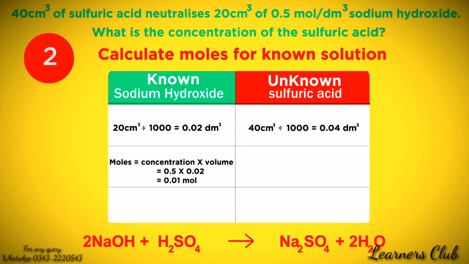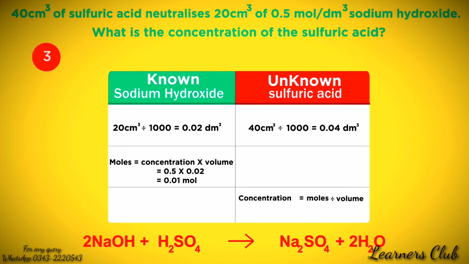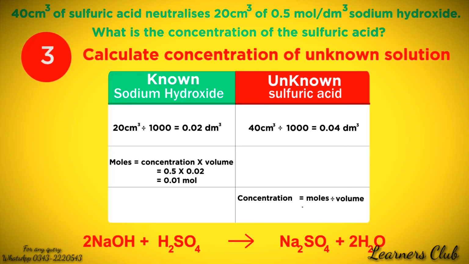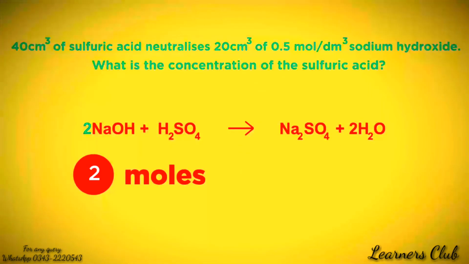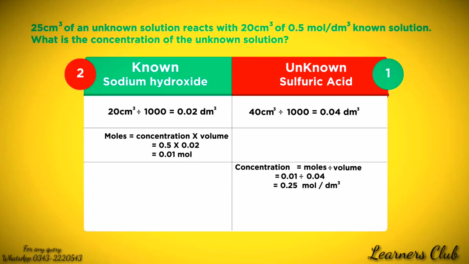Now calculate the concentration of the unknown solution. The concentration of the unknown solution, sulfuric acid, equals 0.01 divided by 0.04, which equals 0.25 mole per cubic decimeter. But from the equation, we know that 2 moles of sodium hydroxide reacts with 1 mole of sulfuric acid. So 0.25 is for 2 moles because we have so far assumed a 1-to-1 ratio. So we need to divide this by 2 to get 1 mole of sulfuric acid. So 0.25 divided by 2 is 0.125.